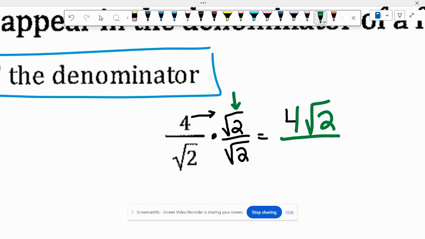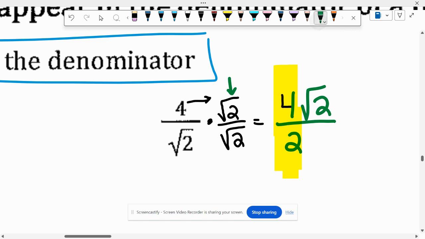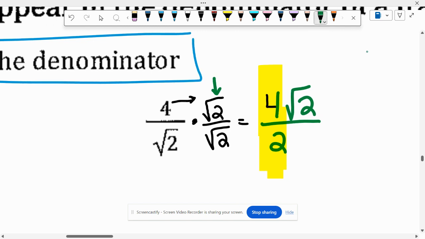The denominator, a radical times a radical. The square root of 2 times the square root of 2 is the square root of 4, which equals what? 2. So now look at the whole numbers or the constants. Can you simplify 4 over 2? It just becomes 2 over 1. So this really simplifies to 2 square root of 2.